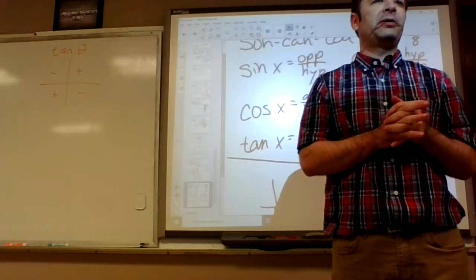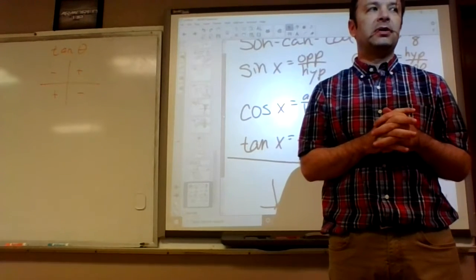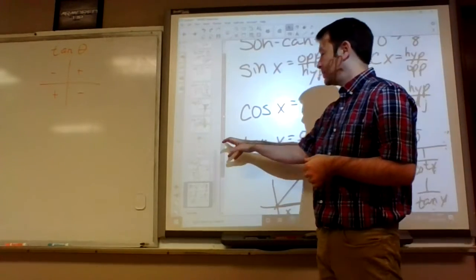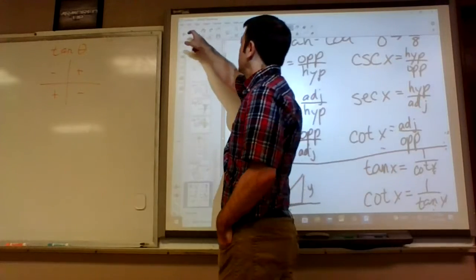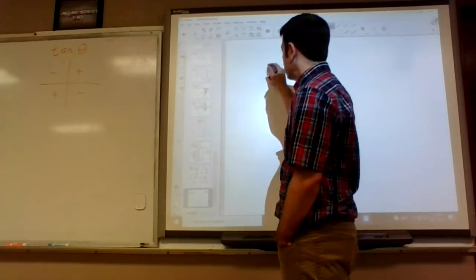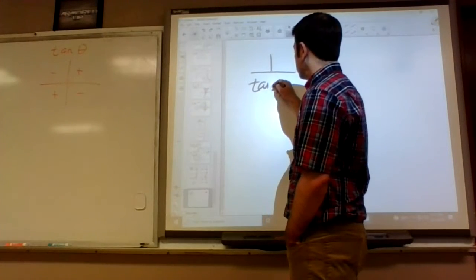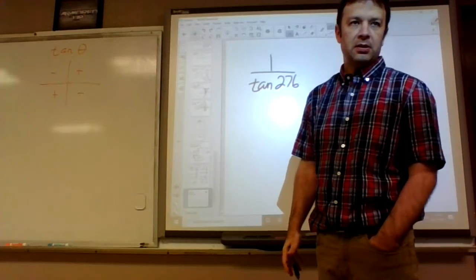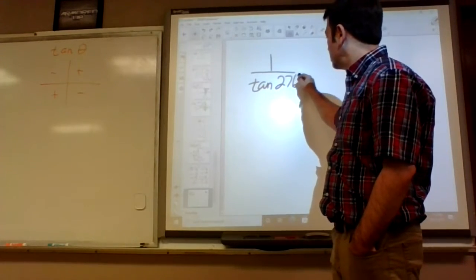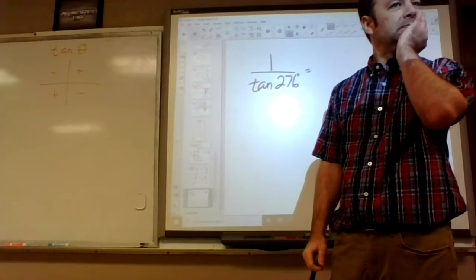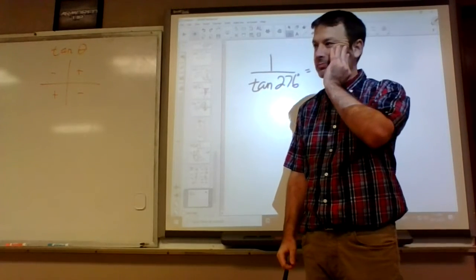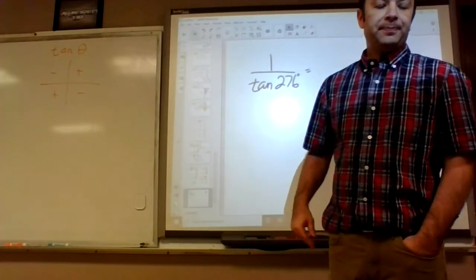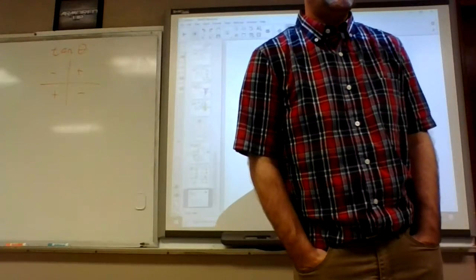So how can we plug that in our calculator? 1 over tangent. So just plug in 1 over tangent of 276. So negative 0.105. Did you close your parentheses? So is it negative 0.1051? Yes, sir.